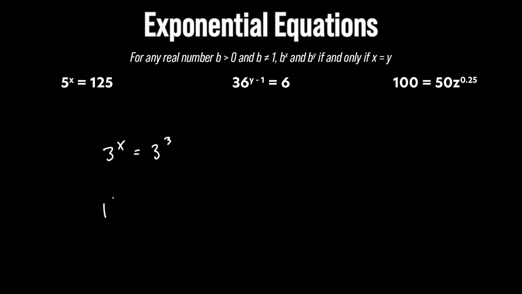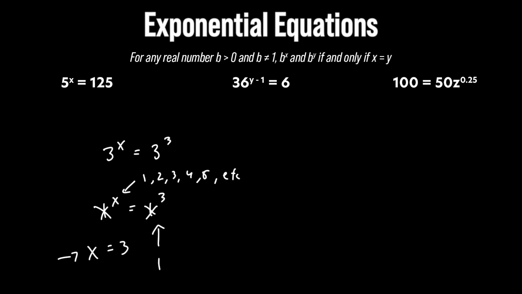Now, if it were 1 to the x is equal to 1 to the third, the reason why this doesn't work is because 1 to the third is equal to 1. So any value of x will make this true. 1, 2, 3, 4, 5, etc. Any number will make this true, which means that if we ignored the bases, x doesn't have to necessarily be equal to 3. Any whole number, really.